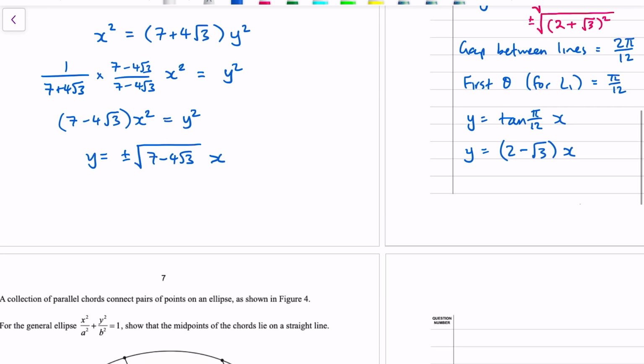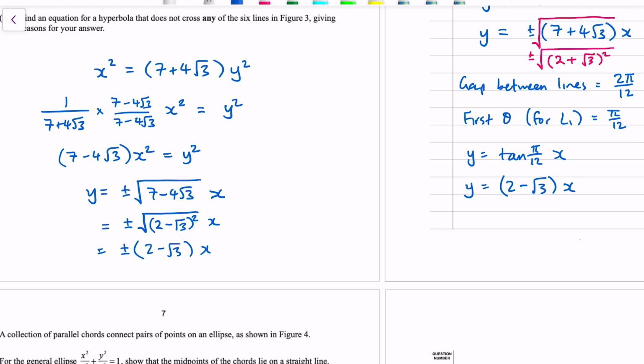And the square root of 7 minus 4 root 3, you can get your calculator to do it, but it's another one of those perfect square formats. It's 2 minus root 3 all squared. 2 minus root 3 is also positive, so we don't need to worry about absolute value symbols. 2 minus root 3 all times x.